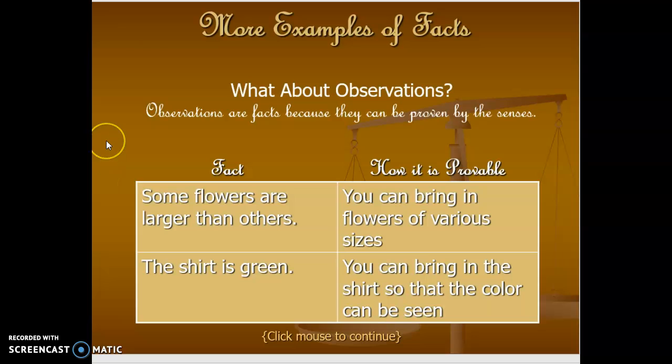Okay. Observations are facts as well because they can be proven by the senses. So if we say some flowers are larger than others, yes, that is factual. We can look at a variety of flowers and see it. Or the shirt is green. We can bring in the shirt, okay, and everyone would say yes because they see the color green.